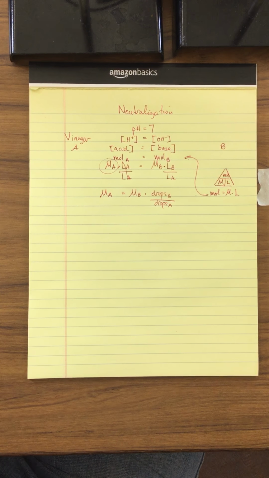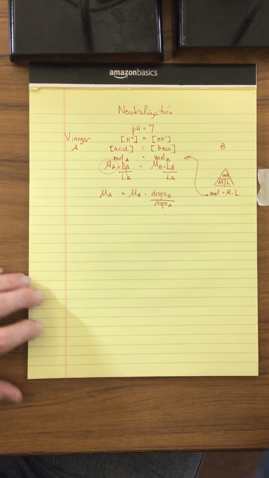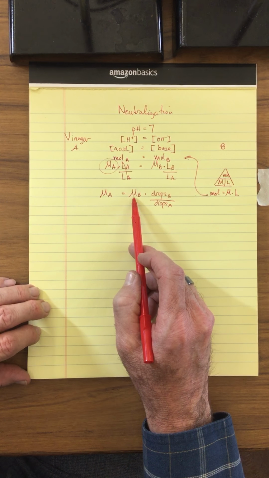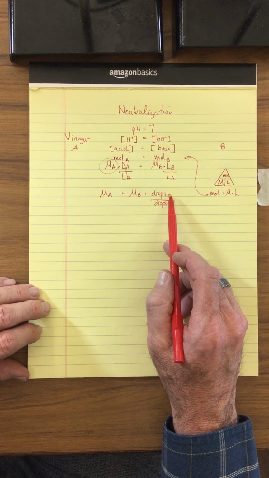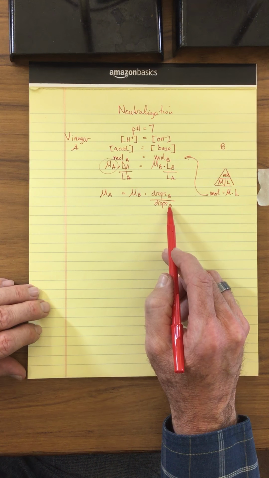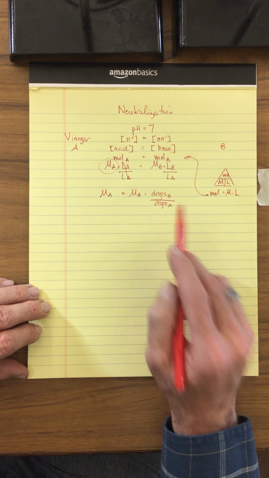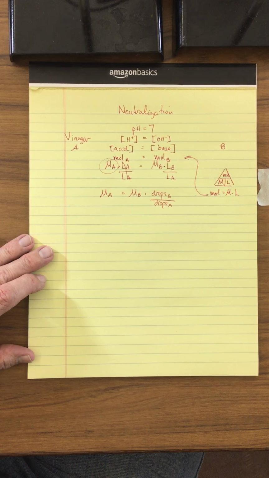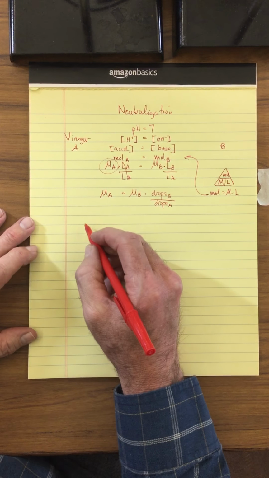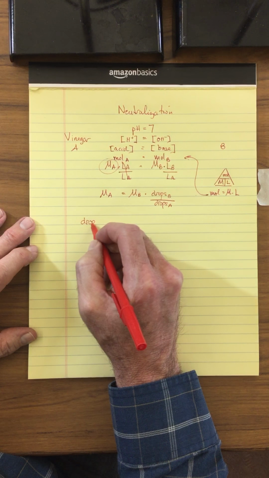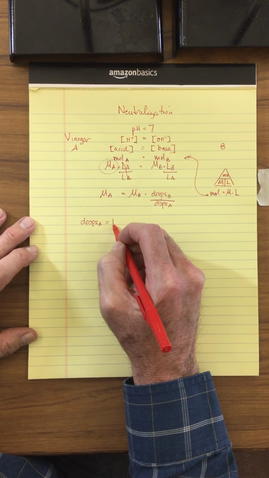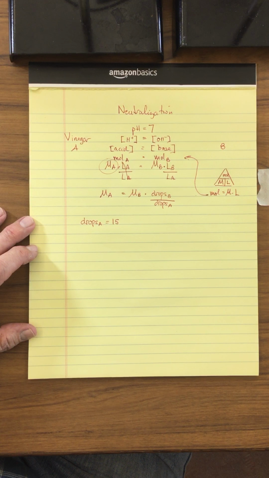So we need to do 3 things as part of our calculations. We need to determine the molarity of the base. We already know the drops of the base, but we need to calculate the average. And we already know the drops of the acid. If you remember, we used the drops of the acid. This was our vinegar. This is what we started off with. So my drops of acid in each of my test tubes was 15.